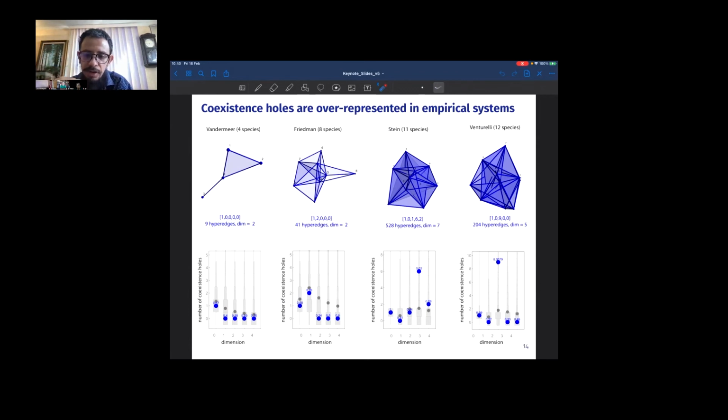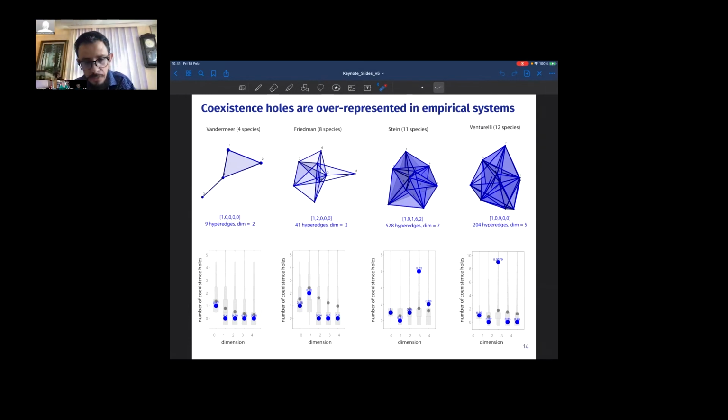And what it means, somehow, is that in this case, the system is depleted of coexistence holes. In other words, it has a smaller number of coexistence holes than what is expected by chance. But as you move to more complex systems, what you start to observe are these huge differences. And these huge differences represent that at certain dimensions, the number of holes that we are observing is actually 6 standard deviations higher than what is expected by chance, like in this case and this case.